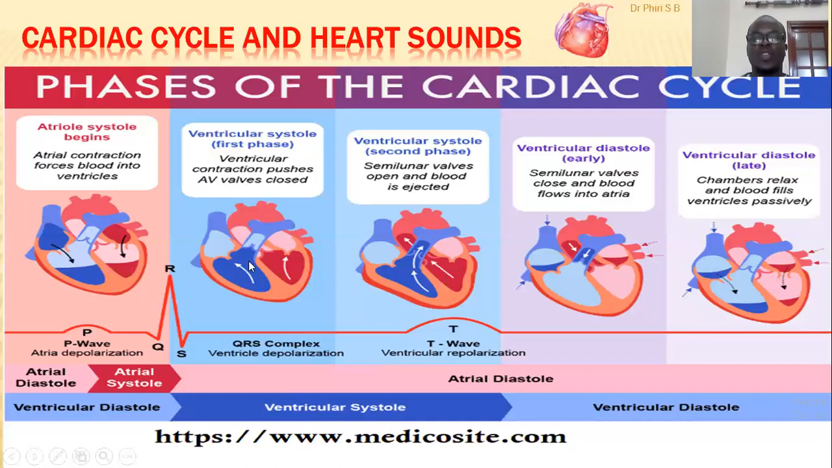So before the semilunar valves open, you're going to have isovolumetric ventricular contraction, whereby the ventricles are contracting, but there is no change in the volume of blood in the ventricles. Then after that, you're going to have pressure mounting that is greater than the aortic pressure or the pulmonary pressure. That will push open the semilunar valves, and then you have the rapid ejection period. So you have the ventricular systole, the second phase here, the semilunar valves are open and blood is ejected into the aorta and the pulmonary trunk.